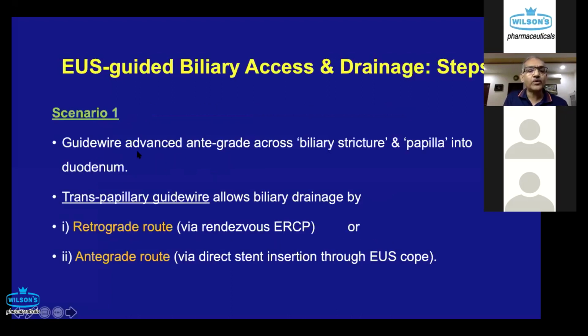Scenario one happens when the guide wire is advanced antegrade across the biliary stricture and the papilla into the duodenum. Whichever route you have entered, via the duodenum or the liver, you can go across. And if you have the wire across into the duodenum, then you are lucky to have all possible scenarios with you. You can do a transpapillary guide wire drainage by retrograde route or antegrade route.